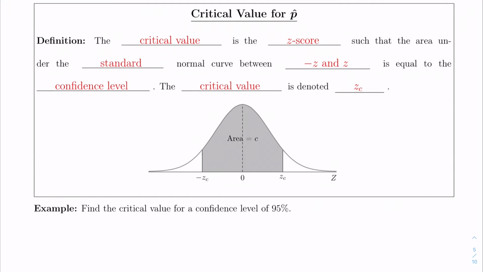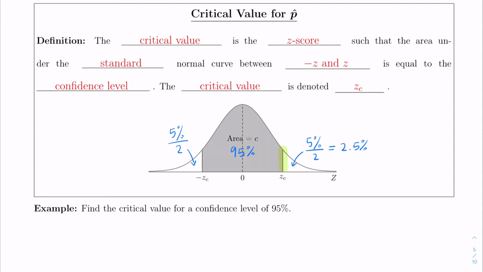Let's find a critical value for a confidence level of 95%. And so I'm going to use this graph up here. This shaded area, this gray region, is going to have a percent of 95%. And so on the outsides, that means I have 5% left over. And since the normal distribution is symmetric, I know that I have 5% divided by 2 on each side, or 2.5%.